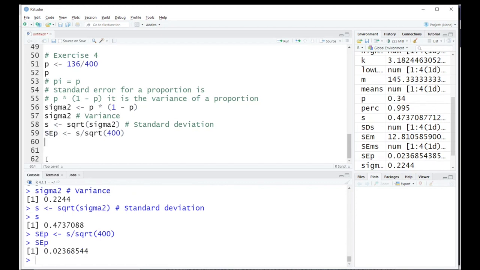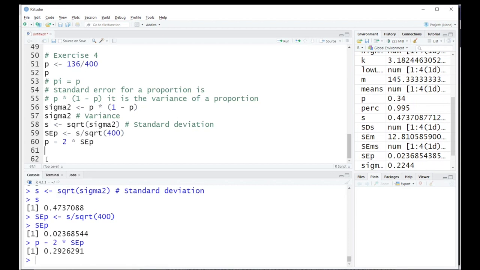Now, it's easy to calculate the confidence interval. We take the proportion, P, and we add and subtract a multiple of the standard error. What is this multiple here? We have 400 individuals, and therefore we don't need to bother with the Student t distribution. We just take 2 as the multiplier, because we know that this is a good approximation. And here we go.